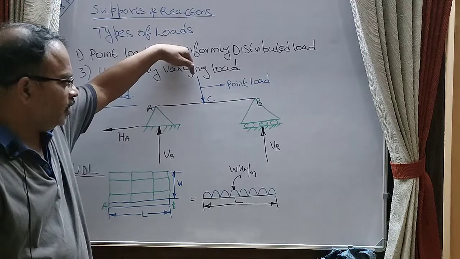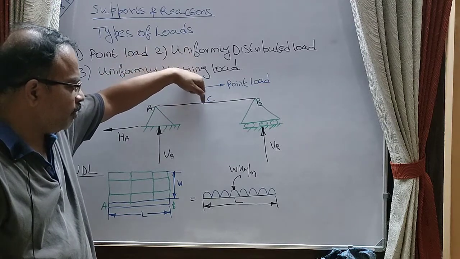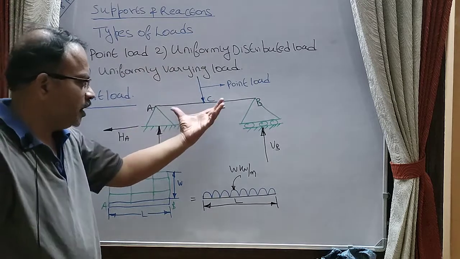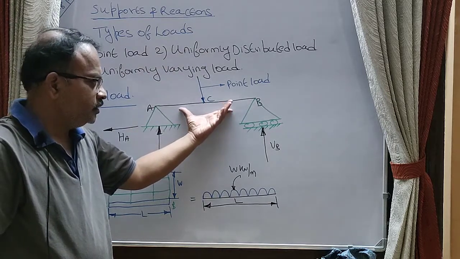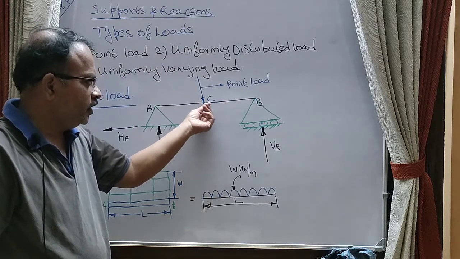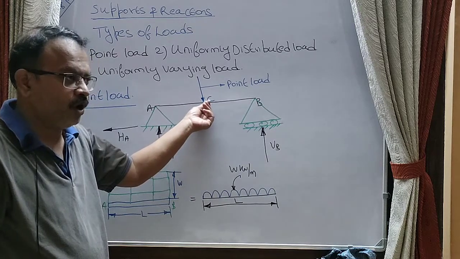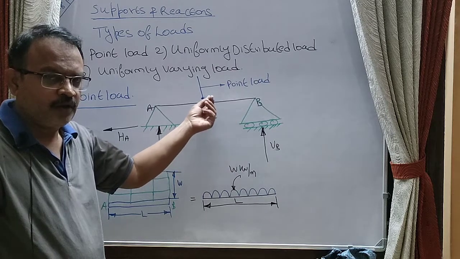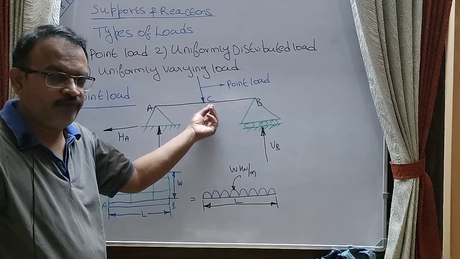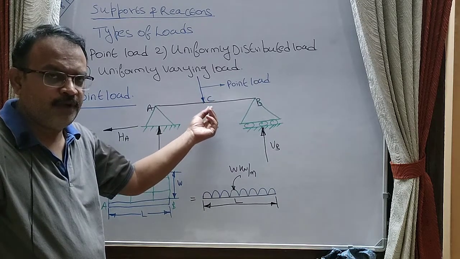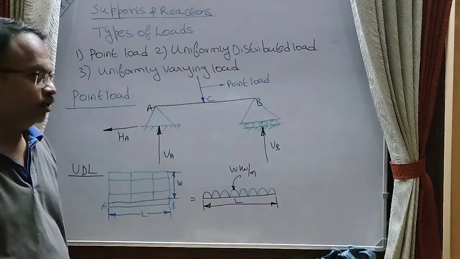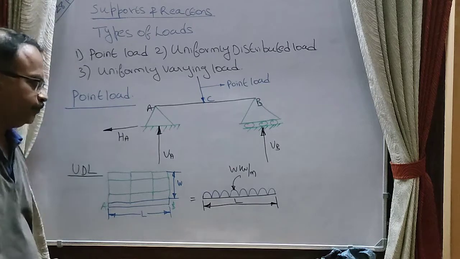Now there is a load acting at a point on the beam. Compared to the size of the beam, the area of contact of the load with the beam is very small. That is why it is called a point load.